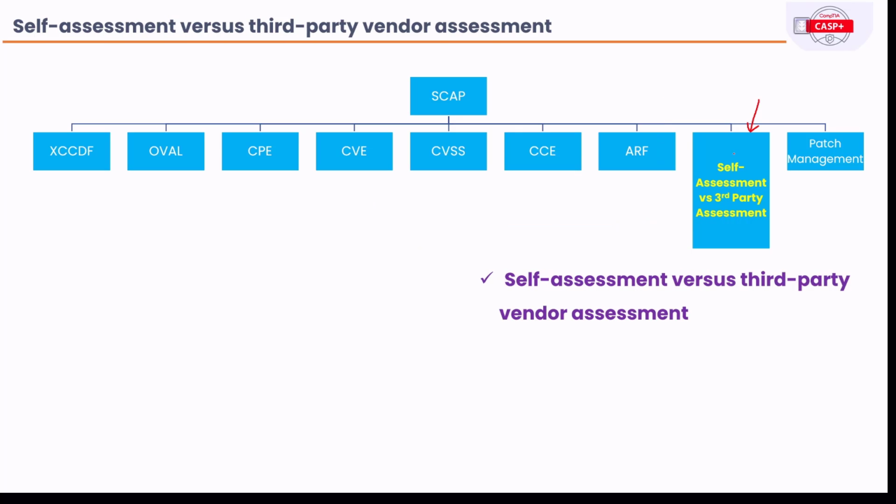Next is self-assessment versus third-party assessment. So in some circumstances where internal reporting is crucial, self-assessments may be acceptable. However, there are times when we may need third-party verification. For instance, in order to operate a certificate authority, right, or CA, you would need third-party auditing reports.